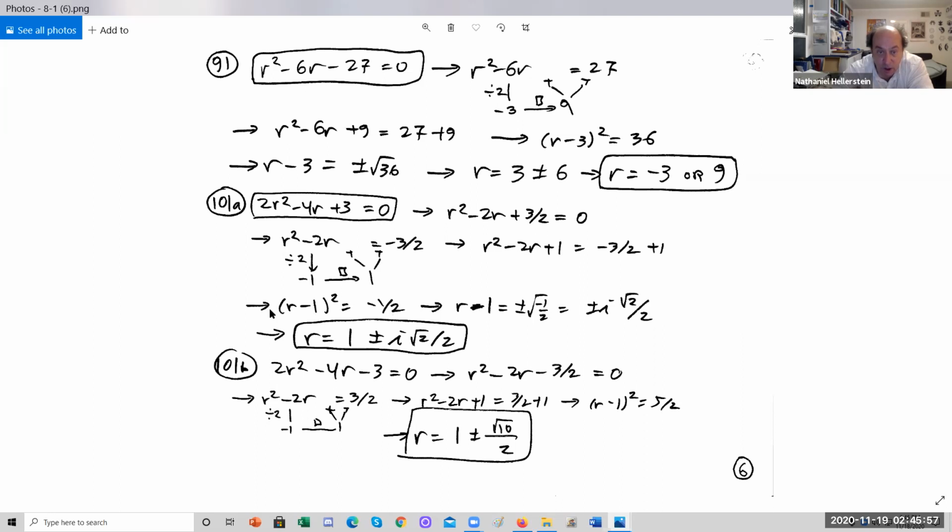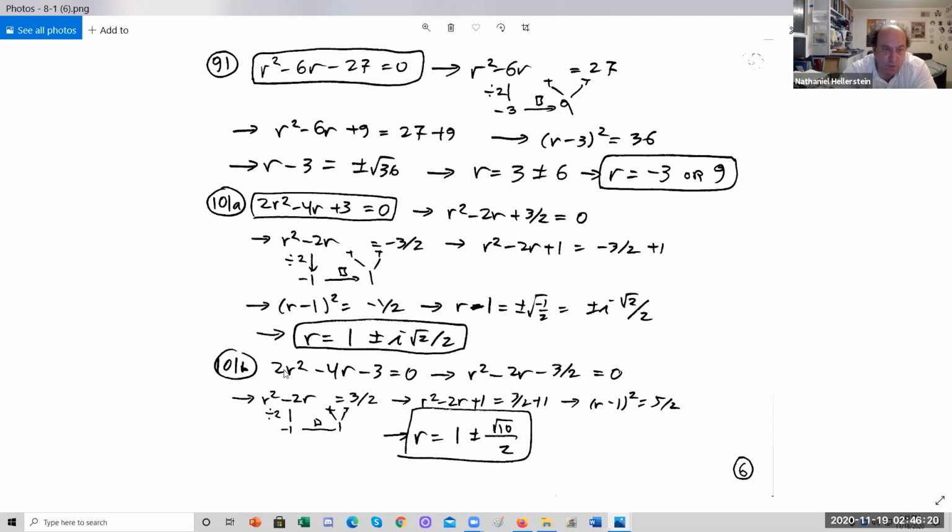So r minus 1 is plus or minus root -1/2, which after a bit of radical arithmetic is plus or minus i root 2 over 2. Again, it's i because we're taking the square root of a negative. And we add 1 to both sides. Again, r equals 1 plus or minus i root 2 over 2.